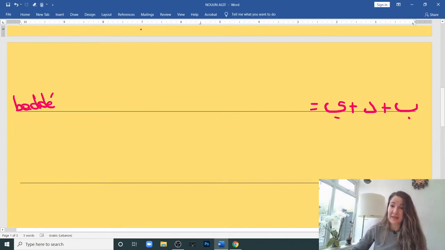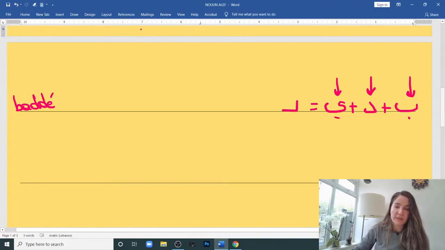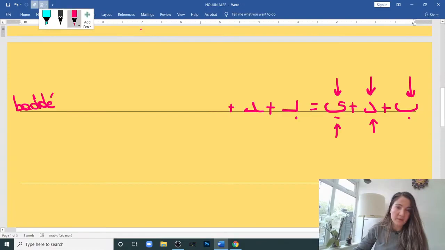Now, let's analyze. I will need the beginning form, the form in the middle, and the form in the end. If you check your list, you will realize that this is the beginning form of the ba. We write it. Plus, this is the middle form of the dal. Great, I wrote it. Plus, this is the final form of the ya, with the tail. Actually, let me rewrite this one more time. It's a ya with a tail.